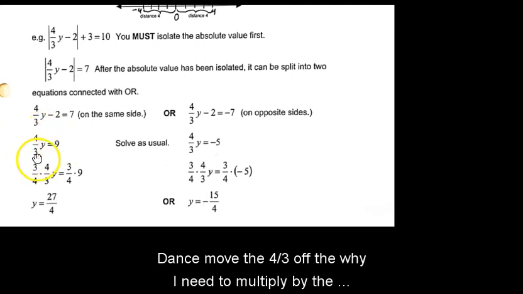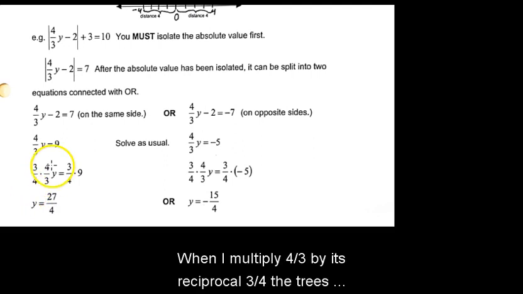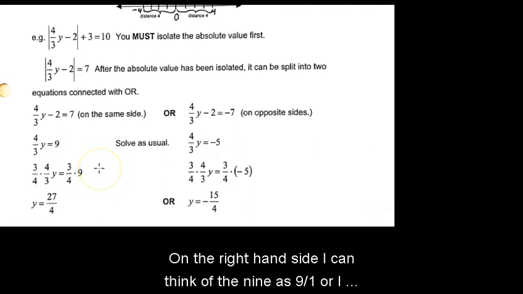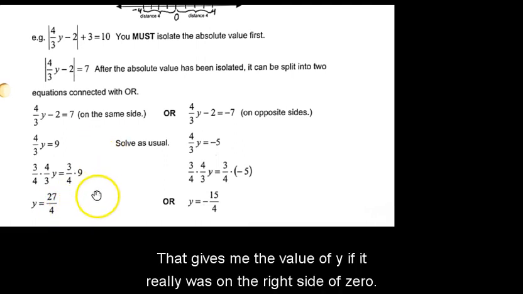Then to move the 4/3 off the y, I need to multiply by the reciprocal, which is 3/4. When I multiply 4/3 by its reciprocal 3/4, the 3's cancel, the 4's cancel, and I get 1. On the right-hand side, I can think of the 9 as 9 divided by 1, or I can simply multiply straight across and get 27 divided by 4. That gives me the value of y if it really was on the right side of 0.